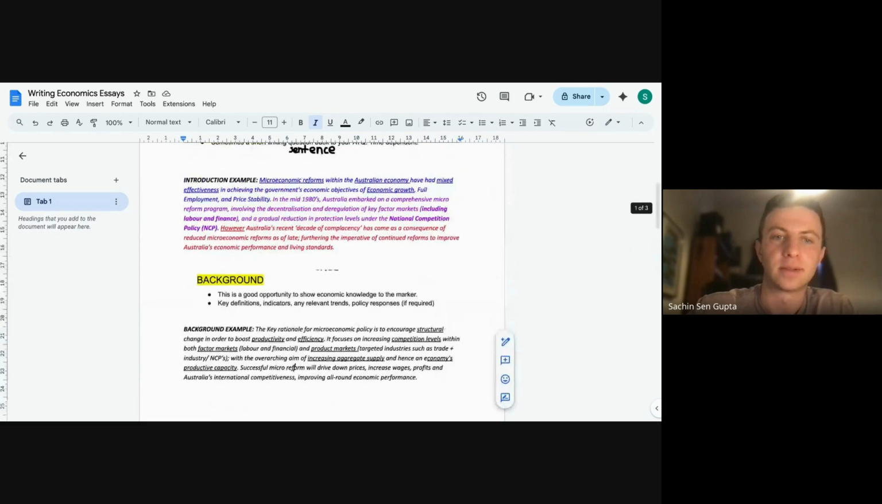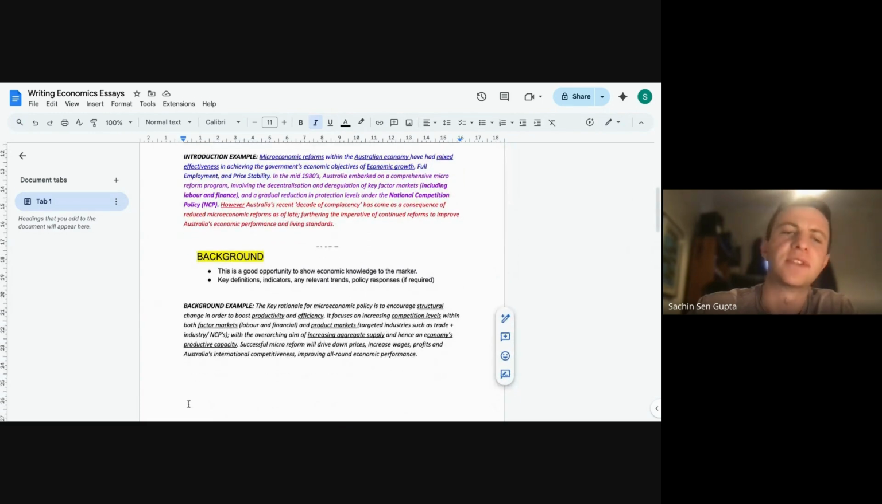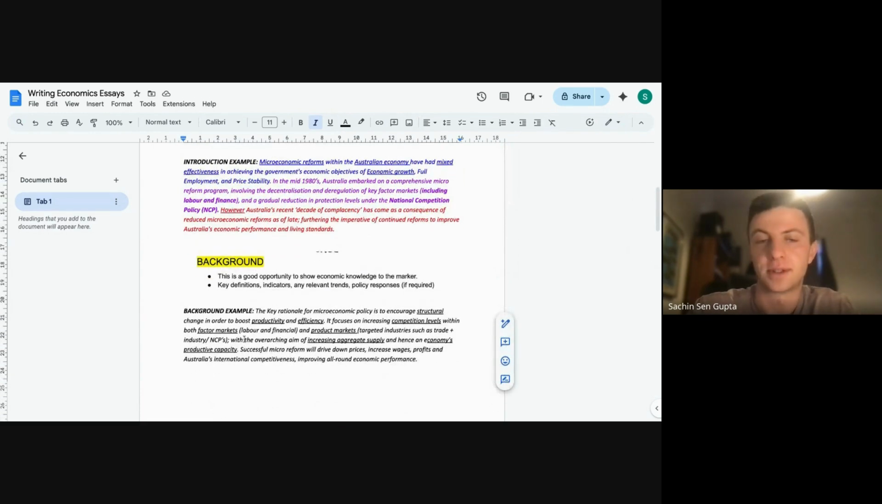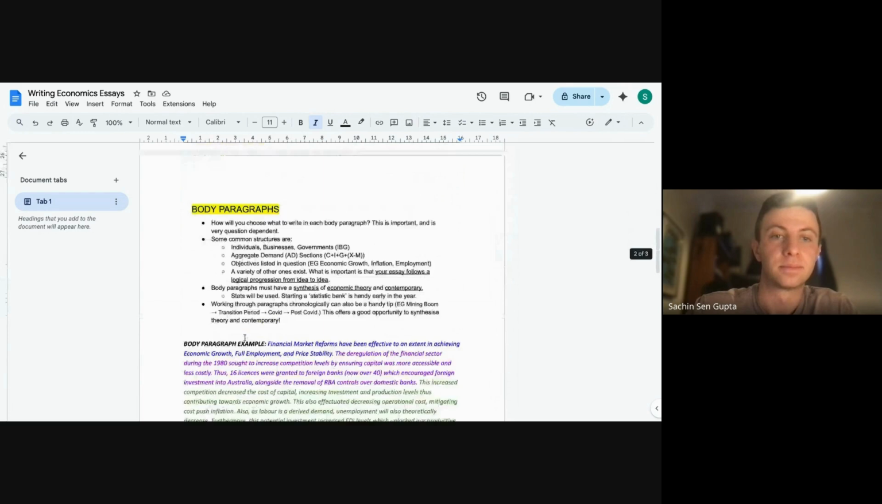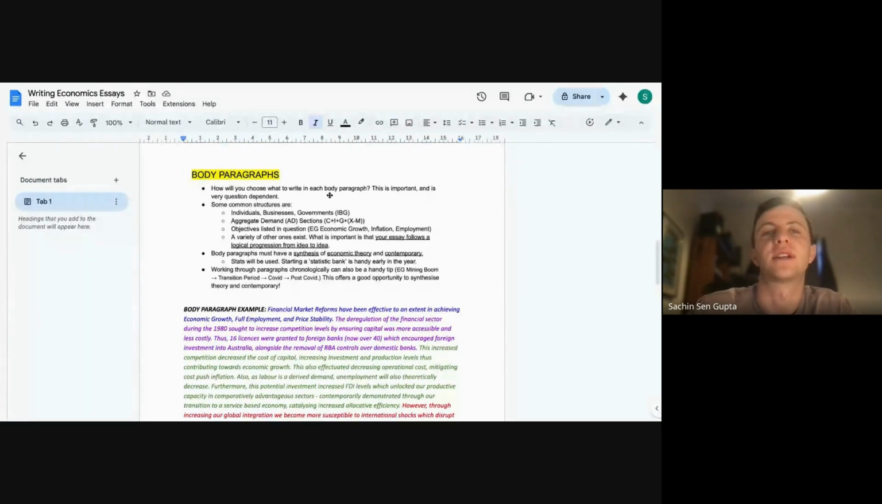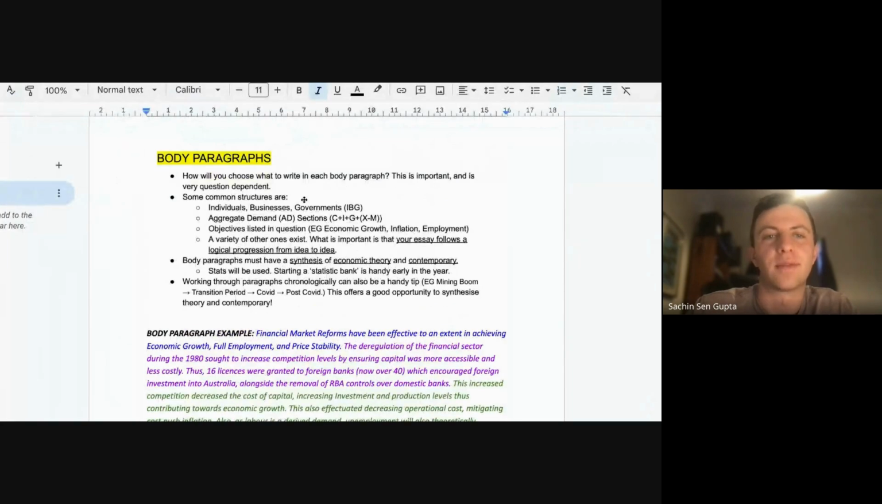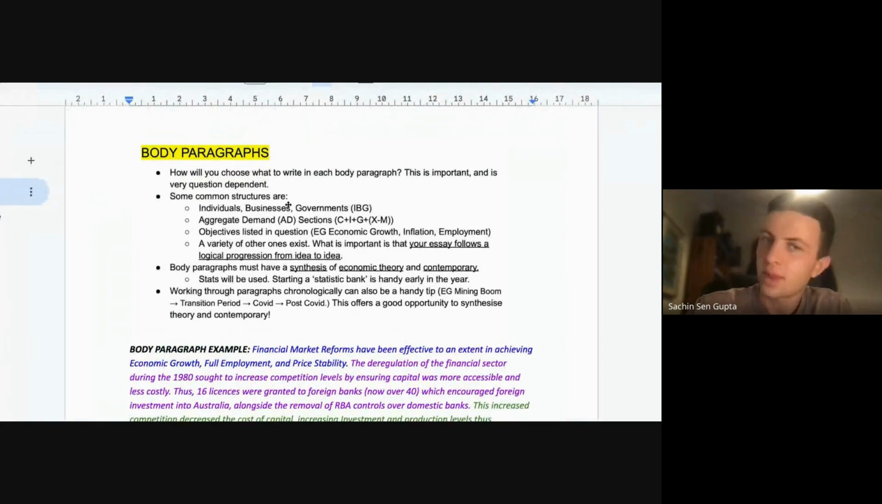Okay, so that's the background. It can tend to be a little bit longer like this, depending on what the question is. This is just what was written for this paragraph. Okay, body paragraphs. Now, as I kind of alluded to before, how you choose what to write in each body paragraph is very question dependent. Here are some common structures.